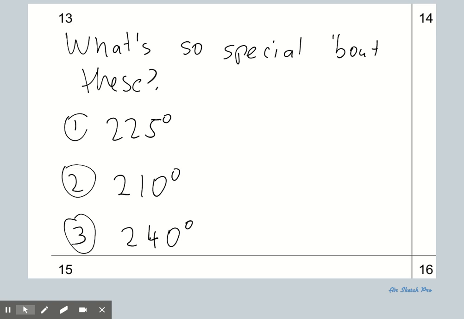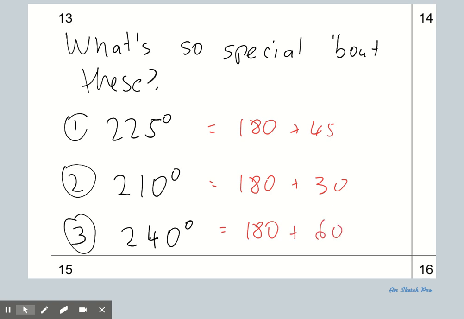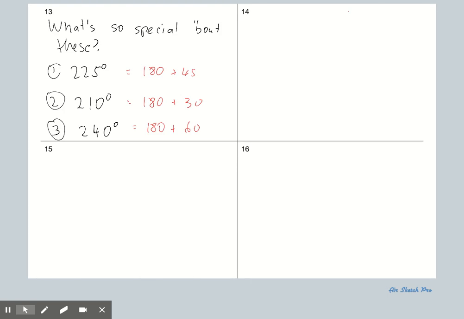So pretty much we can say that's 180 plus 45, 180 plus the 30, and 180 plus the 60. The idea here is that if I just draw a quadrant here, I'll keep it zoomed out, this is quadrant one, quadrant two, quadrant three, quadrant four.